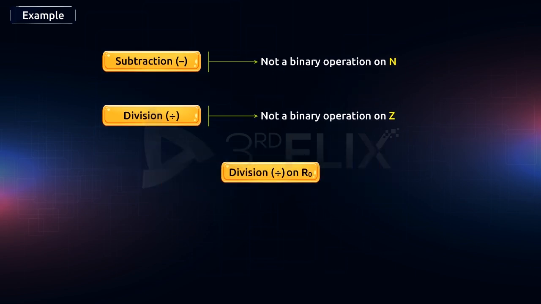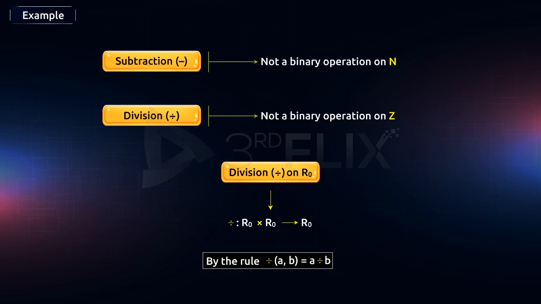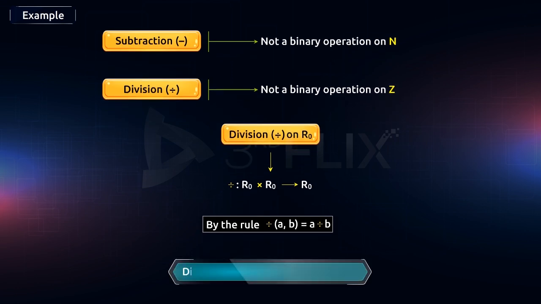The division on R0, that is, the non-zero set of real numbers, can be defined as division maps from R0 cross R0 to R0 by the rule division of the ordered pair (a, b) equals a divided by b. Clearly, division is a binary operation on R0.